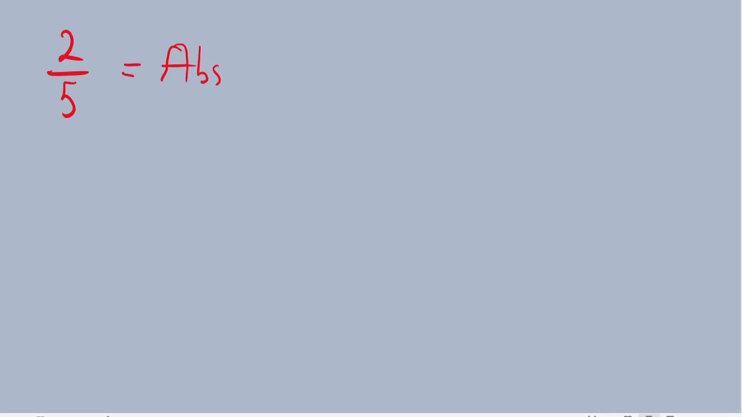Now we'll be doing question 12. Question 12 says if 2 over 5 of the students of a class are absent and there are 18 present pupils. So the fraction of absent is 2 over 5.